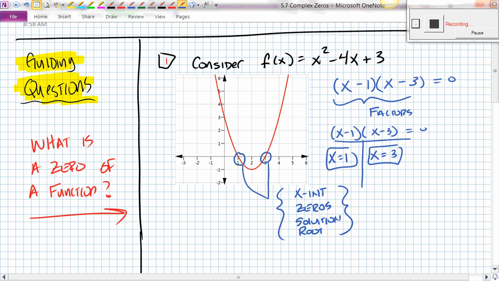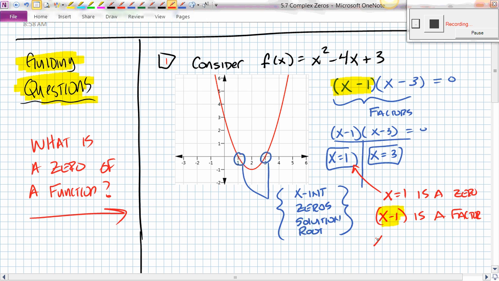So here's what we have to recognize, right? That if x equals 1 is a 0 to my function, then x minus 1 is a factor, and that's going to play an important role in tomorrow's lesson. So we can see right here, the x minus 1, the factor part, comes from right there. So x minus 1 is definitely a factor.